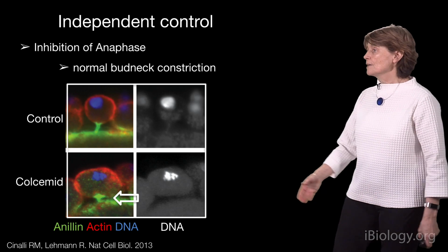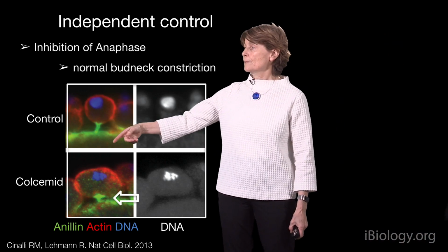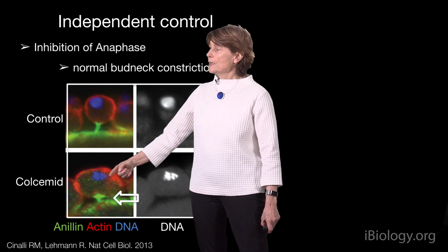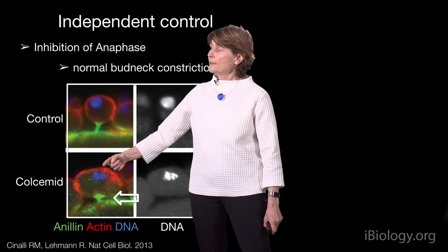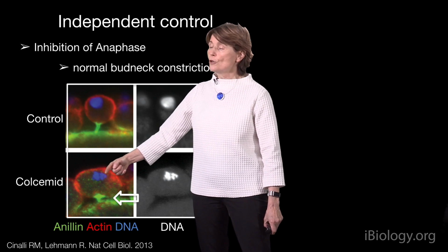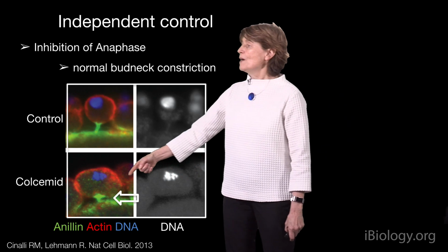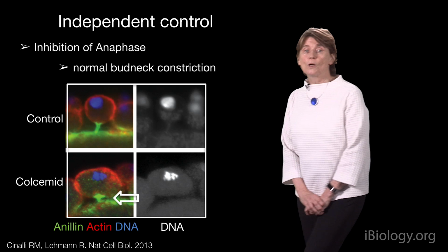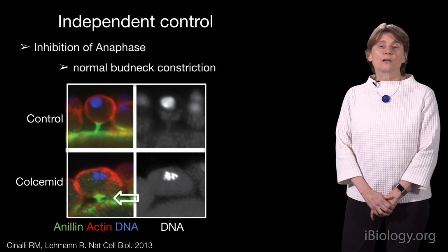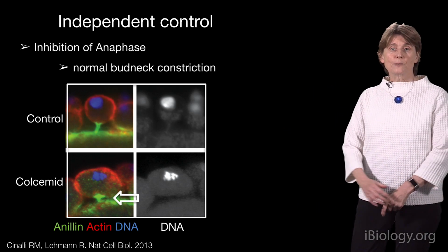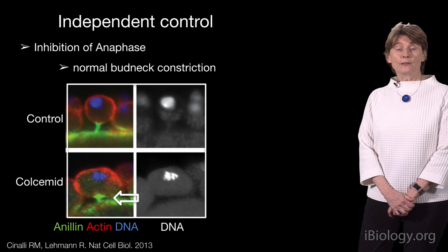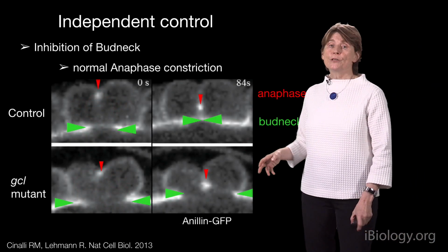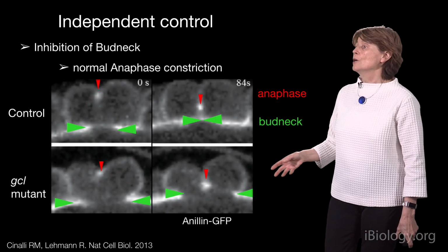And what you can see here is the control, where we have a normal cell formed. But when we inhibited the anaphase constriction, we now make 2 nuclei because they're in the same cell. But what you can also see is that we still have a Budnick constriction, just like in the control. So that means this process only affected one of the 2 aspects, and so microtubules are apparently not required for the Budnick constriction.